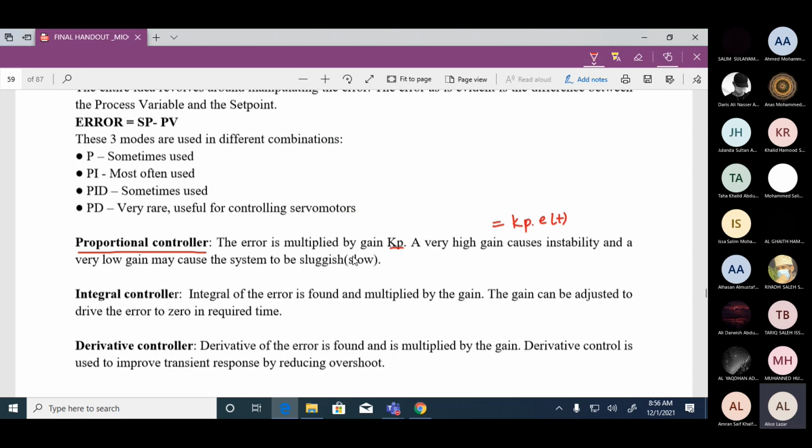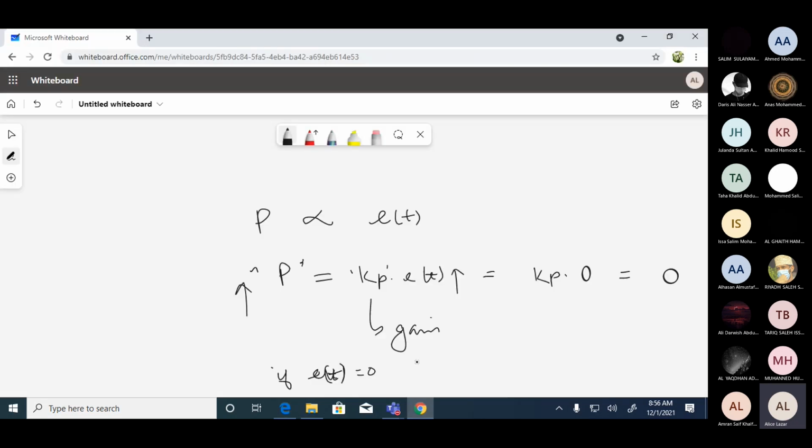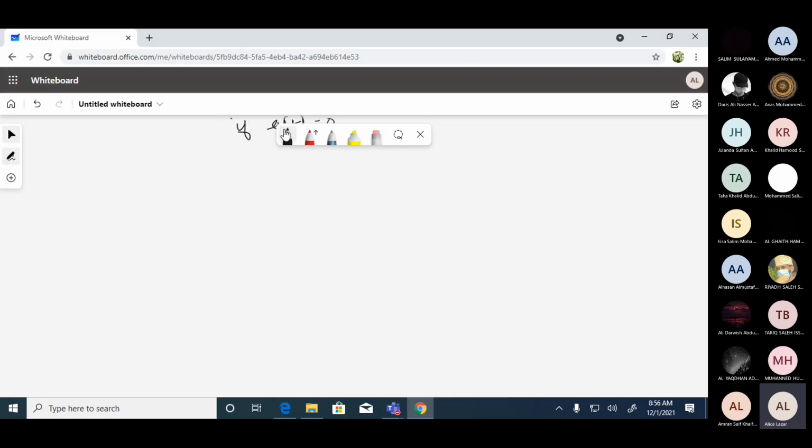So if the gain, now there are two conditions. Like I told you, according to the value of Kp, the output can be increasing fast or it can be increasing slowly. Now, if you want the output to increase fast, what do you do? Use a very high gain. That means you keep the value of Kp very high. But if you keep the value of Kp very high, it makes the process become unstable. What is the meaning of unstable? Unstable means the process variable, okay? Suppose I'm going to use a proportional controller.